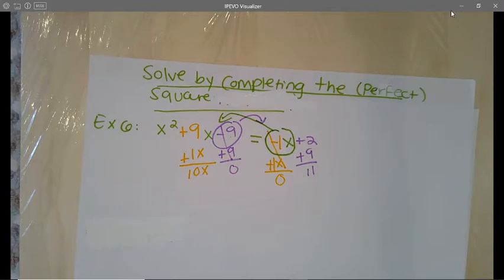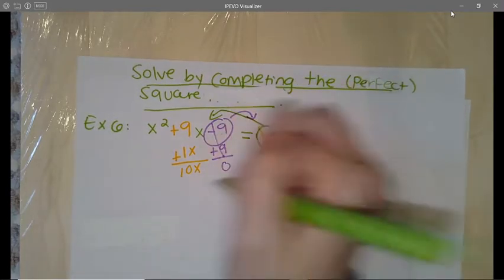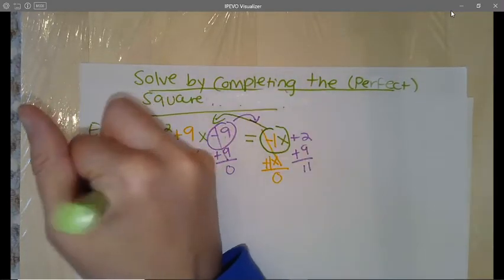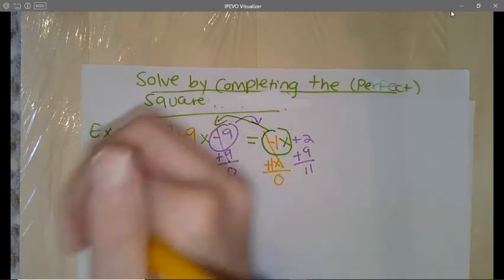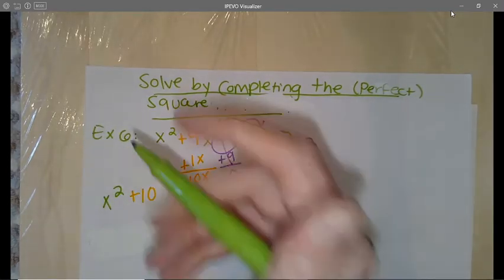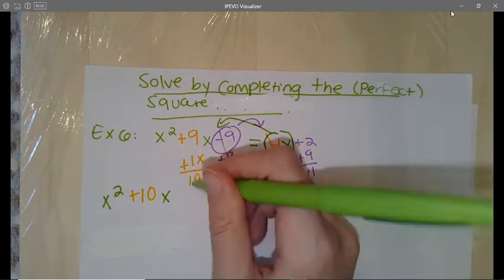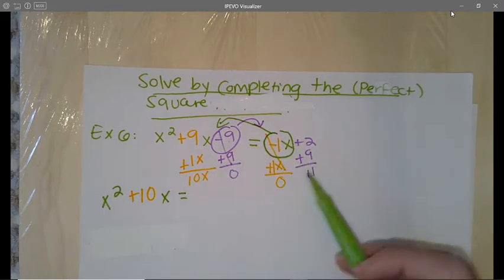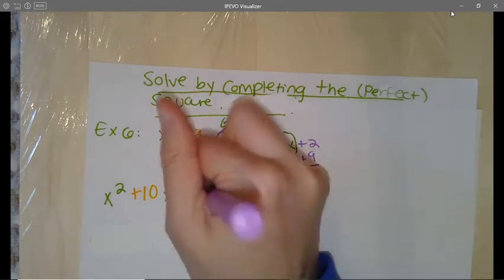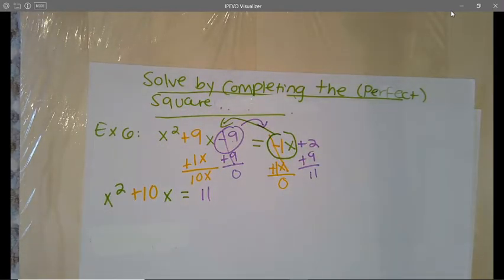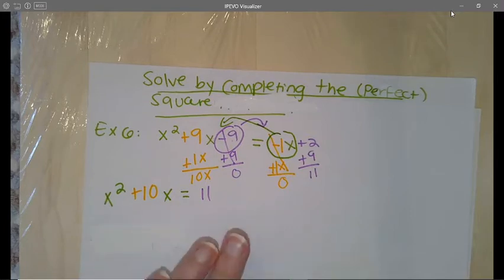Okay, so let's see what we're dealing with right now. I'm going to write it over here. Here we have x squared, and then we have plus 10x. And then on the other side, this will equal everything over here, which is just the 2 and the 9, which is 11. Okay, so we have separated the x terms and the terms without the x's. That is always the first step you do when you are trying to solve by completing the square.